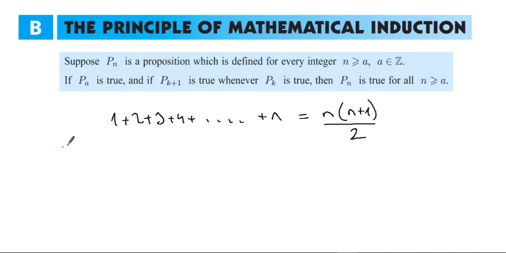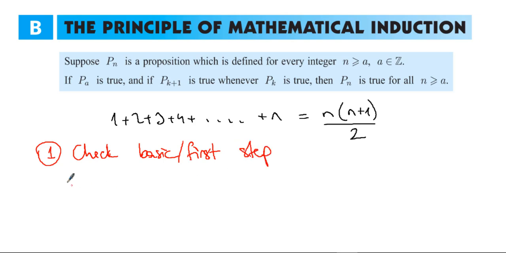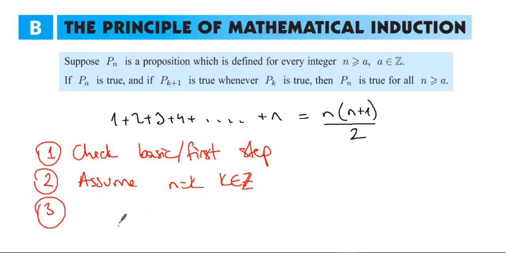Always, first step, you need to check the first step. First thing to do, check the basic step. In some books, they call it the basic step, or they call it the first step. You have to check it. And the second thing you need to do, you will assume that this formula works for some step n equals k, for k to be an integer. And then by using this assumption, you are going to prove that it is correct for the next step after the k step.